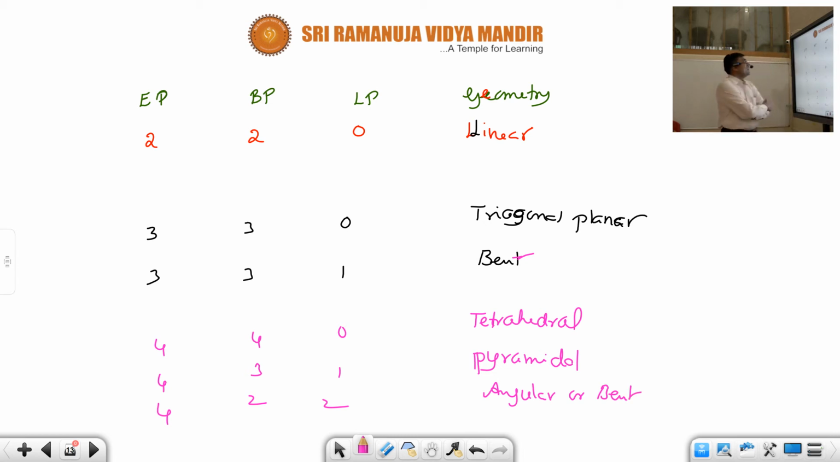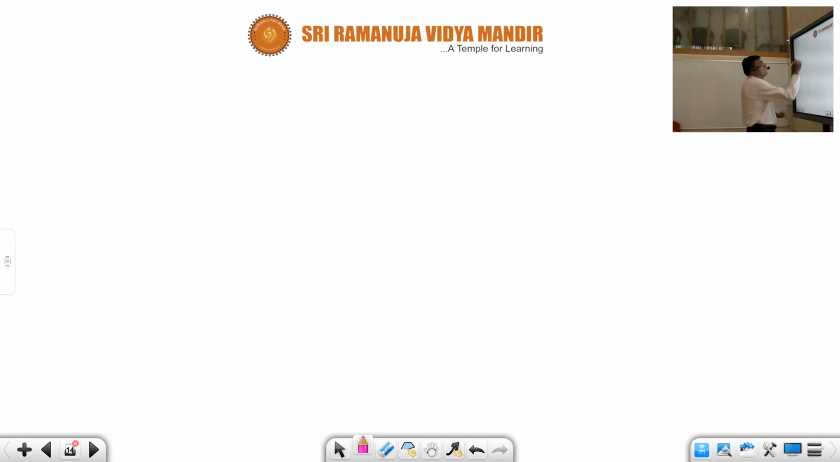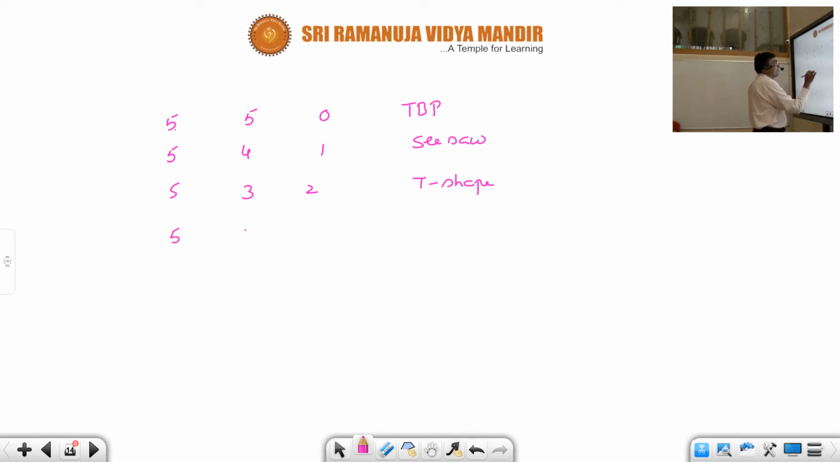And today I will explain the remaining ones. If there are 5 electron pairs, all 5 are bond pairs, no lone pair, the structure is trigonal bipyramidal, TBP. If 5 electron pairs, 4 bond pairs and 1 lone pair, it is called seesaw structure. I already explained it in the last session, I think. 5 electron pairs, 3 bond pairs and 2 lone pairs, it is called T shape. What is it? T shape. Similarly, 5 electron pairs, 2 bond pairs and 3 lone pairs, it is called linear structure.